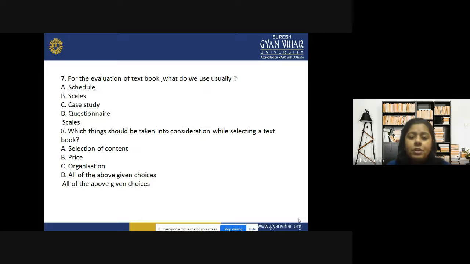Which thing should be taken into consideration while selecting a textbook? What points should we keep in mind when we are going to select a textbook? Now the options are selection of content, meaning which content has been selected for writing that particular textbook; price, what is the price of that textbook; organization; or D, all the above given choices. Now you have to select the correct one, and the correct answer is option D, that is all of the above. While selecting a textbook, you should select it on the basis of the content, the price, and the organization.